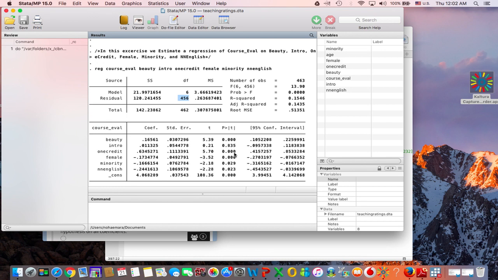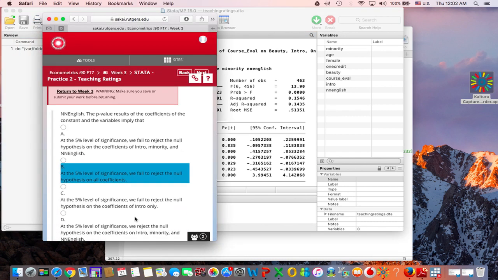There is a small probability that this coefficient is equal to 0, so this coefficient is statistically significant. The same thing here, this p-value is less than 5%. It's basically 2.9%. There is a small probability that the minority coefficient is equal to 0 under the null. There is a very small probability for the null again, and a very small probability for the null on the constant. So the only coefficient that is statistically insignificant is the coefficient on intro. This one is telling us there is a high probability that this coefficient will be equal to 0. In other words, this coefficient is statistically insignificant. So you try to find this answer here, okay?